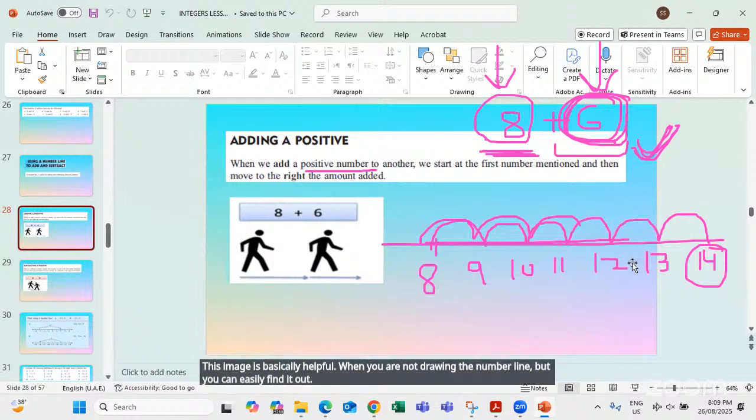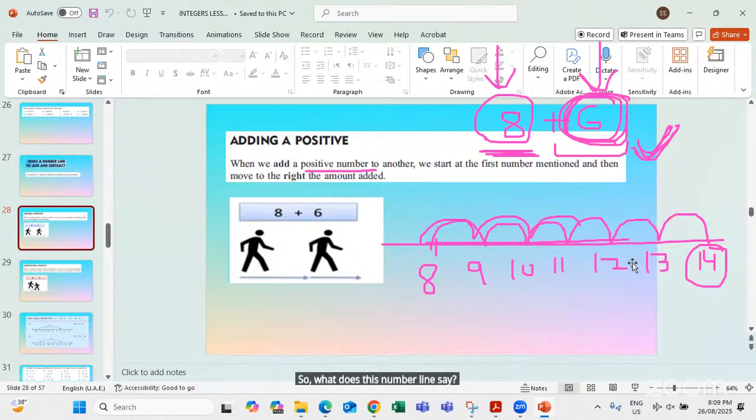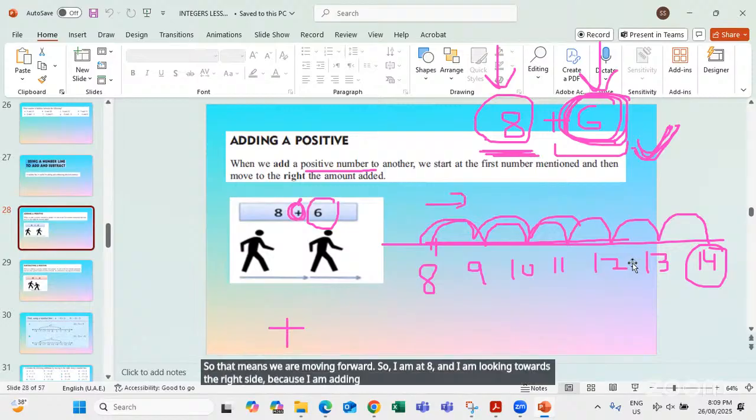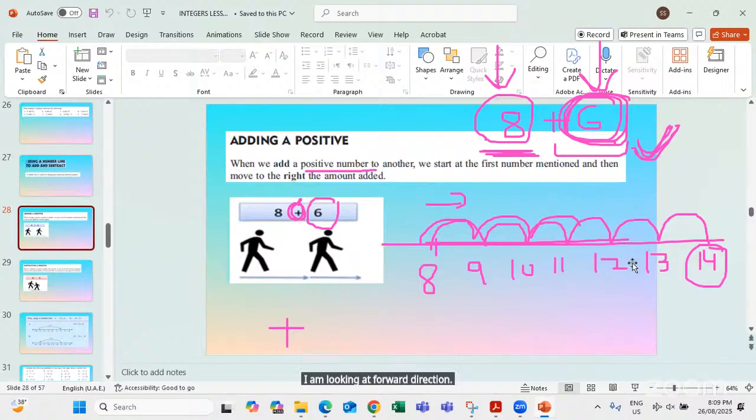So what does this number line say? There are two things. One is this plus number, and then what is the sign of this number you are adding. Here we are adding, so that means we are moving forward. So I am at 8 and I am looking towards the right side because I am adding. I am not moving, I am looking in the forward direction, and that is the right direction.